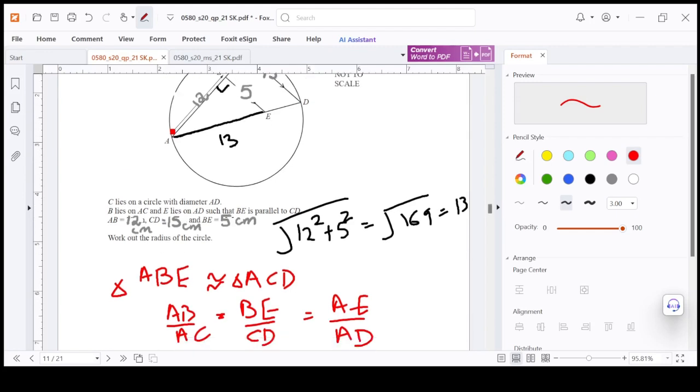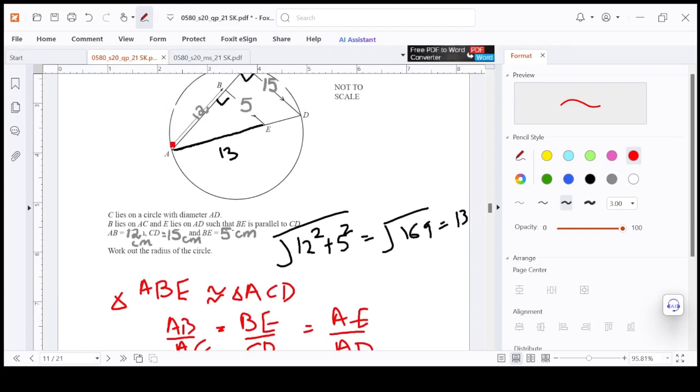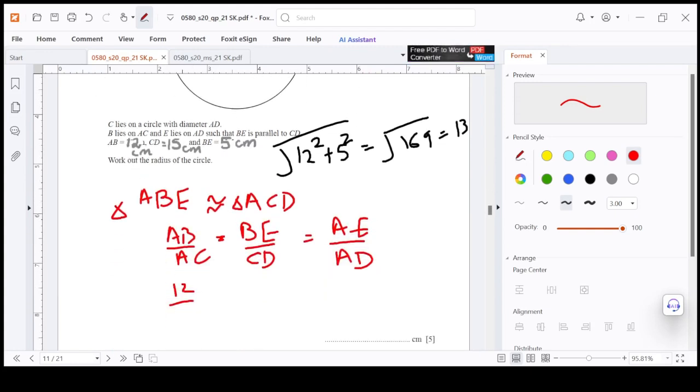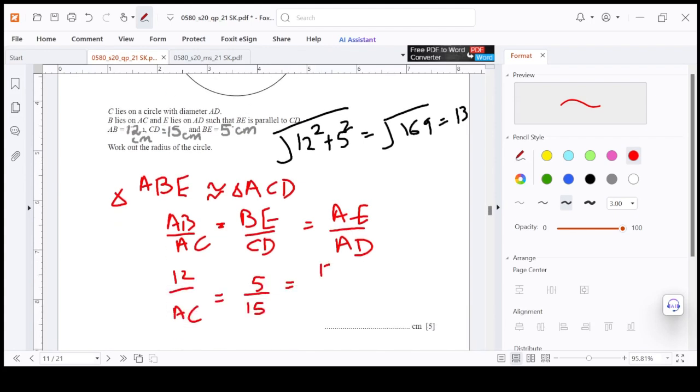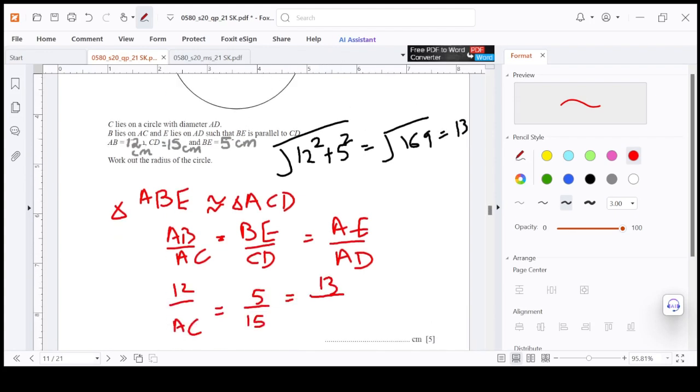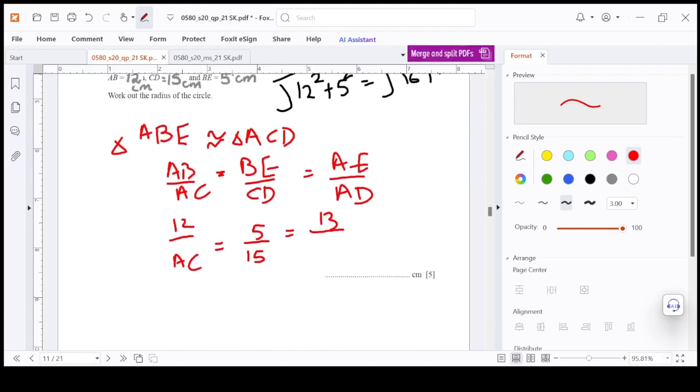We have AB, which is 12, upon AC, we don't know. Let's write AC, equals BE is 5, CD is 15, AE is, I believe, 13. Yeah, we just found it. And AD is the diameter, so let's call it X. Now we need to find the diameter and then we half it to get the radius.